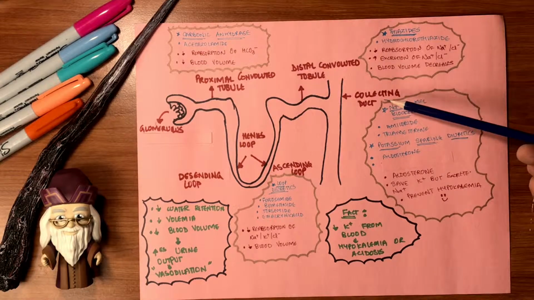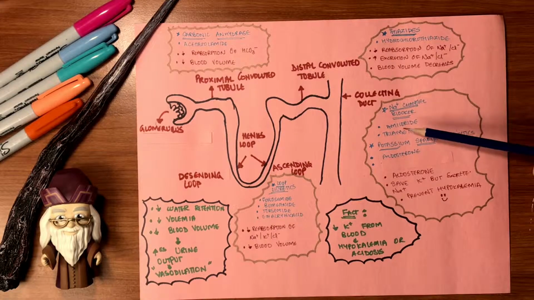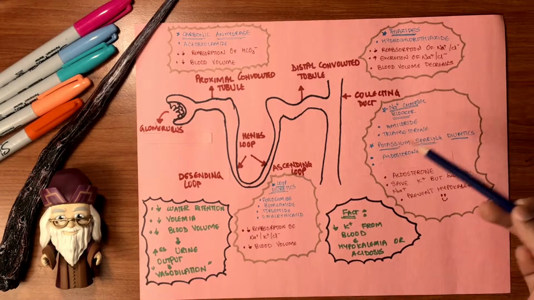The collecting duct also has a group of drugs that help, such as sodium channel blockers and potassium sparing diuretics. Now, sodium channel blockers such as amiloride are very important, in which sodium is blocked from being reabsorbed and excreted through the urinary tract. Now, potassium sparing diuretics.